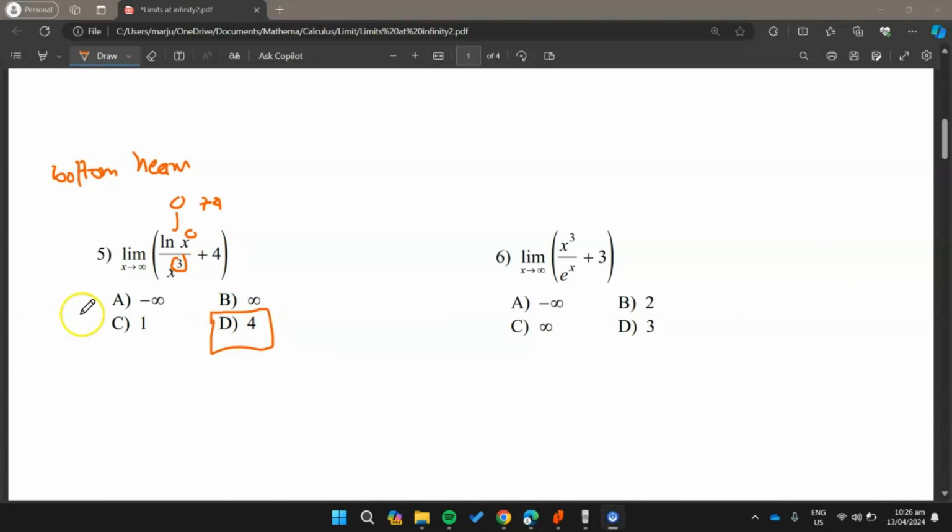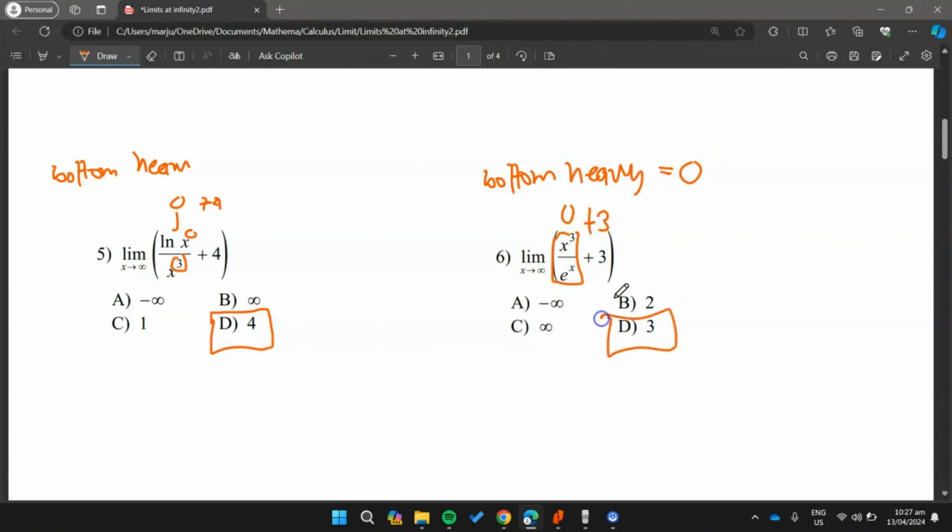The same principle is applied when we deal with number 6. Again, this is still bottom heavy. The limit of any polynomial or rational expression as x approaches infinity, if it is bottom heavy, is always going to be 0. So this will be 0 plus 3. You will get a positive 3 as your answer for number 6.